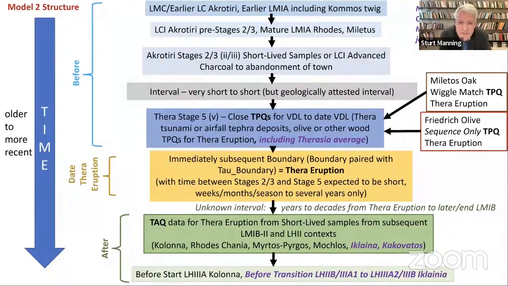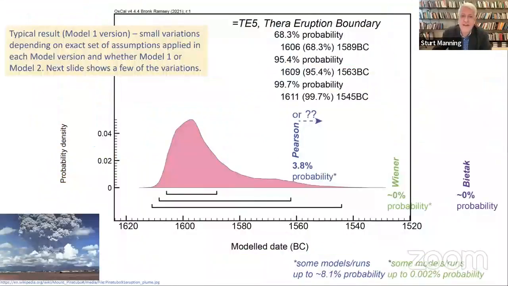Model 2 is slightly more complicated. It adds in some extra Aegean evidence from other sites, so Rhodes, Miletus, and other places. And in the period afterwards, it adds some information from other sites like Kolonna, Ikklina, and others to create a slightly more complicated Aegean-wide sequence. It involves adding in another 20 or so dates. I show some of the examples that come out.